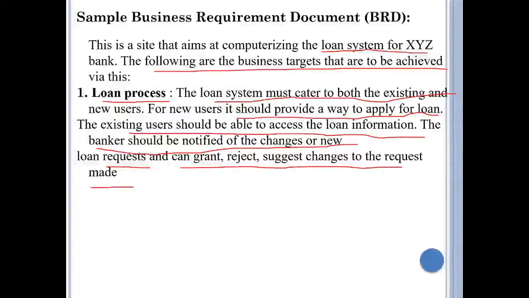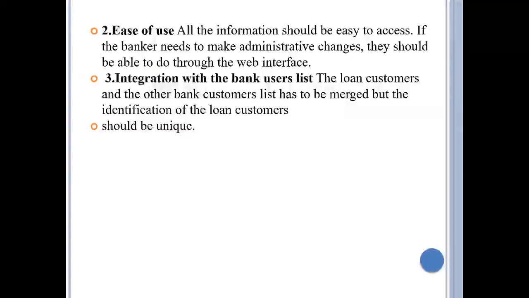Okay, so what are the requirements for the loan process you're going to gather? Ease of use, all the information should be easy to access. The banker needs to make administrative changes, they should be able to do it through the web interface. So mostly the bank people should be given the authority to change any data, to delete any data, to update any data, or to add anything in that. The customers of the bank should not be allowed to make changes, they should not be allowed to delete any data or to update any data.